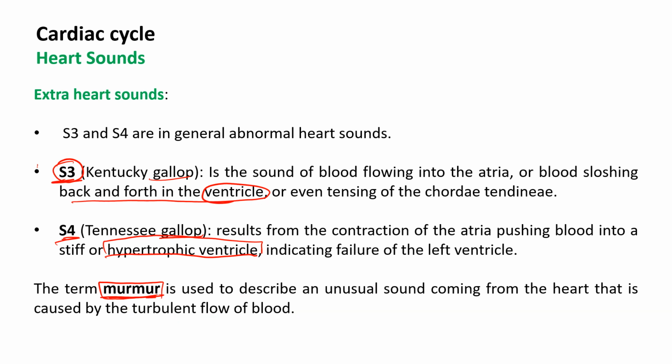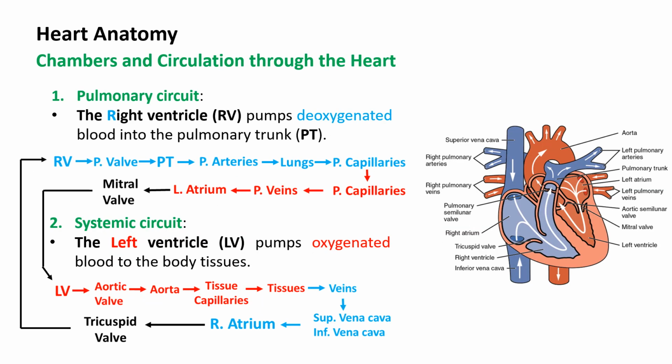Now, just know at this point, a murmur is just a turbulent flow of blood, and that's most of the time associated with problems with one of those valves. But that's all you need to know right now. Let's review very quickly the pulmonary circuit and the systemic circuit, which at this point I'm confident you remember. The pulmonary circuit is the blood flow between the heart and the lungs, and the systemic is between the heart and the rest of the body.